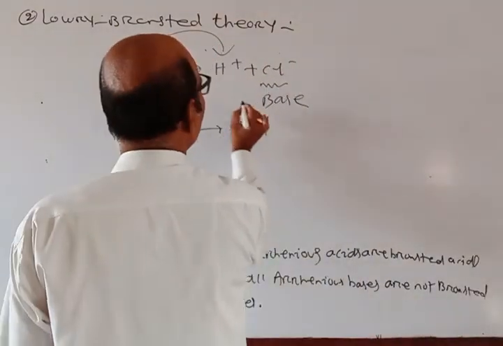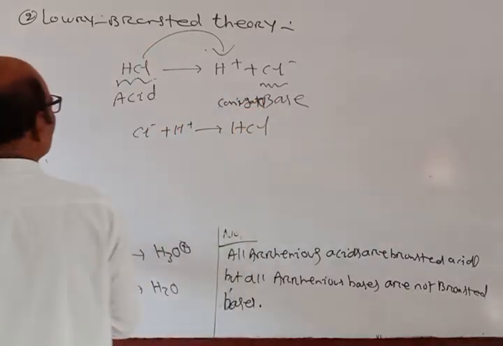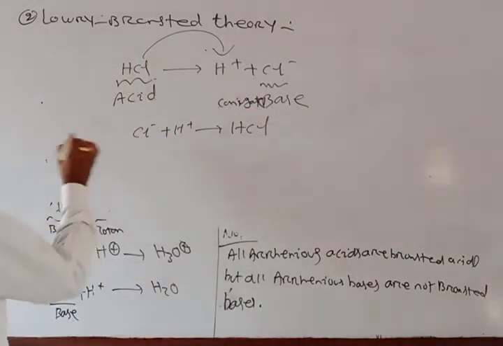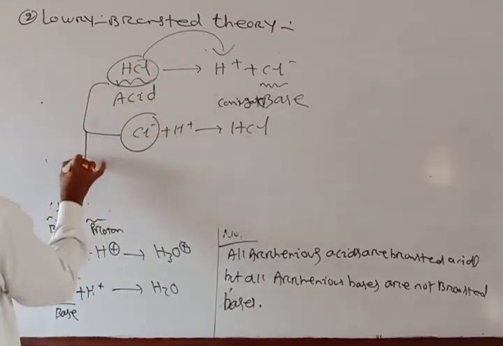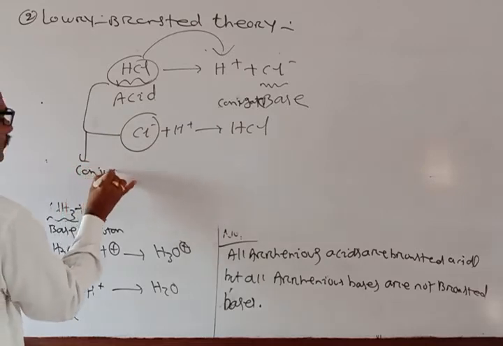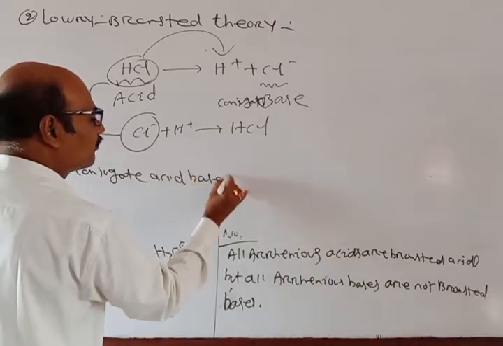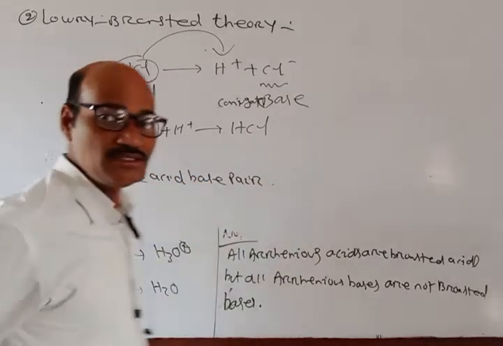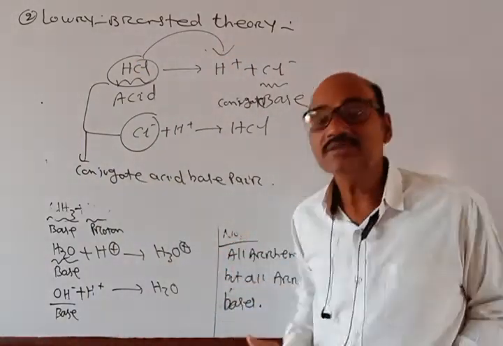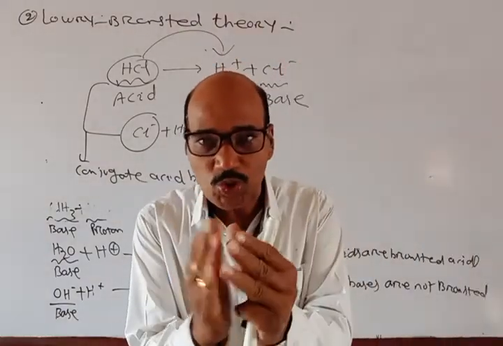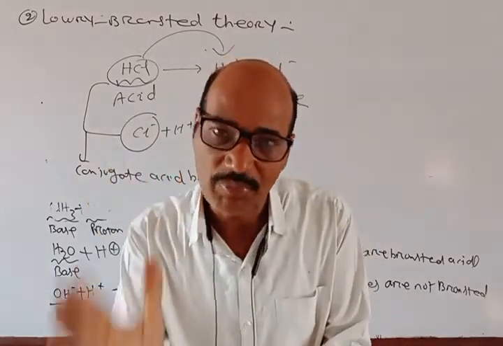So it's the conjugate base. And this is HCl and this is Cl minus. You can say this is a conjugate acid-base pair. So the set of acid and base which differ by a proton only are called a conjugate acid-base pair.